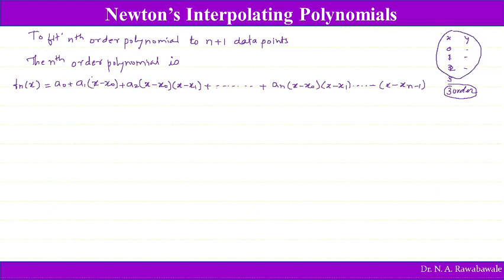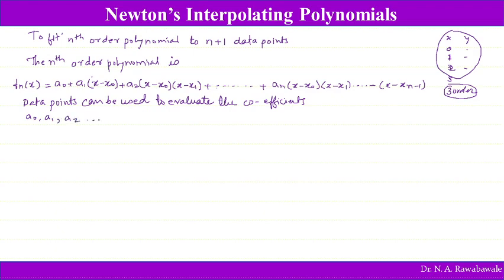So these are the data points: for every x there is one value of y. So we have n plus 1, that is 3 plus 1 data points, and for that we can fit a polynomial of third order. These data points can be used to evaluate the coefficients a naught, a1, a2, and so on, an.